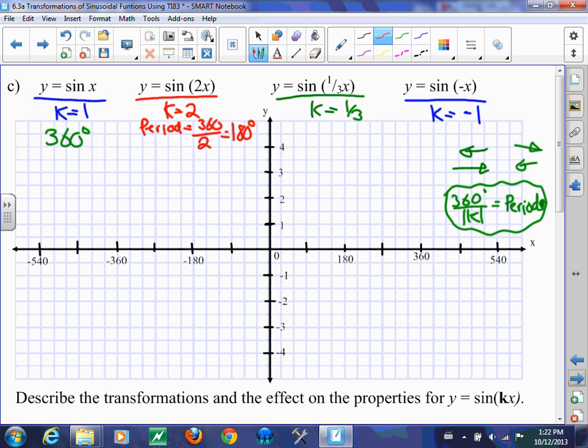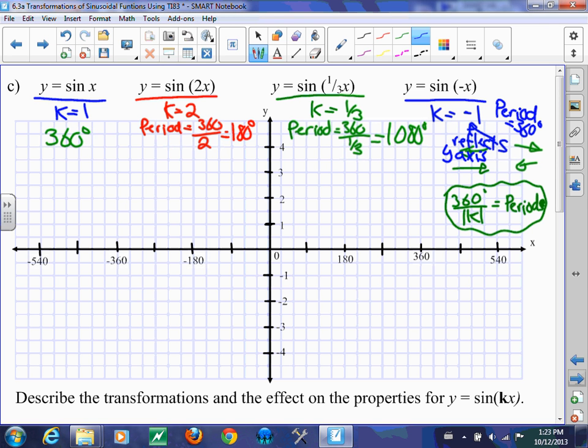Likewise, when I have a 1/3, when you try to figure out that period, again, period equals 360 degrees divided by 1/3. You've got to invert and multiply. That's going to equal 1,080 degrees. That's even longer. So that's going to be a stretch by 3 times. Instead of 360 degrees, we're going to stretch that 3 times, which is going to be 1,080. And when we take a look at K being -1, the absolute value of K is still 1, so my period is still going to equal 360 degrees, but remember, guys, it reflects over the y-axis.